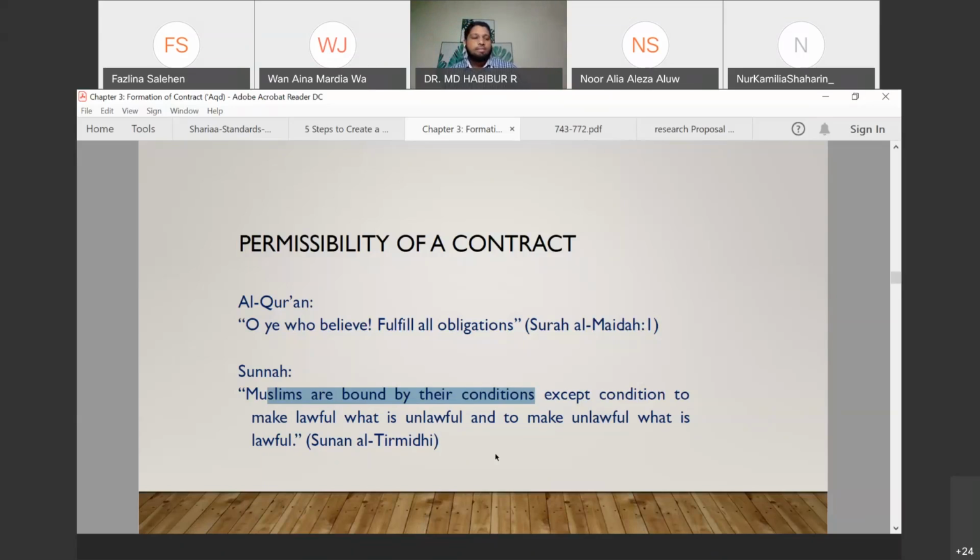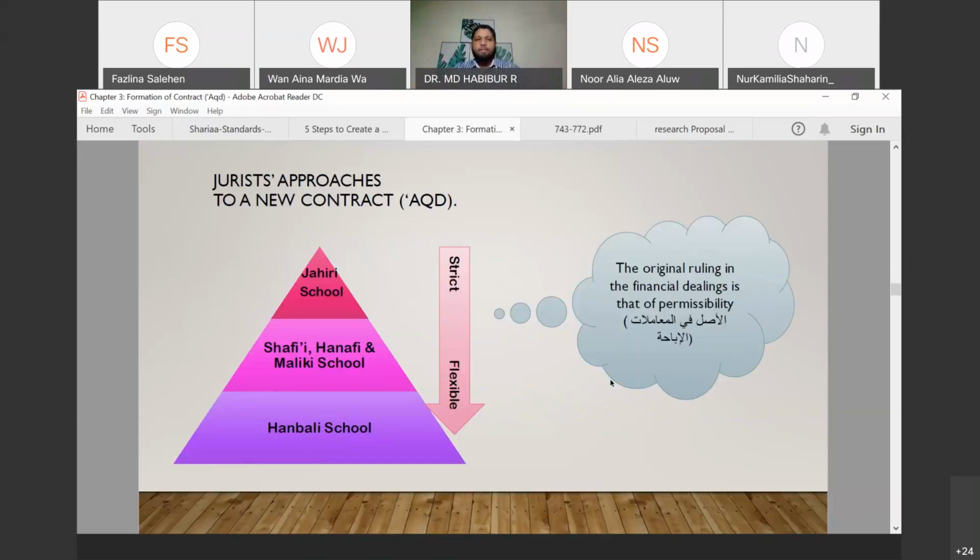Okay, so this gives a big flexibility for us that we can design our contract with whatever condition we think is suitable for both parties. Okay, so basically the original ruling in the financial dealings is that of permissibility. Means in financial contract, the original ruling is permissible. Al-aslu fil muamalat al-ibaha. Right. So we can design our contract, we can make our documentation, we can make whatever condition we want to put. It's okay as long as we mutually agree and as long as it is halal.